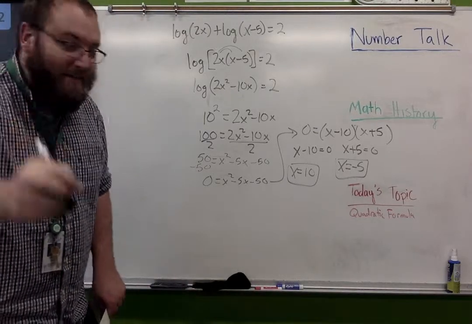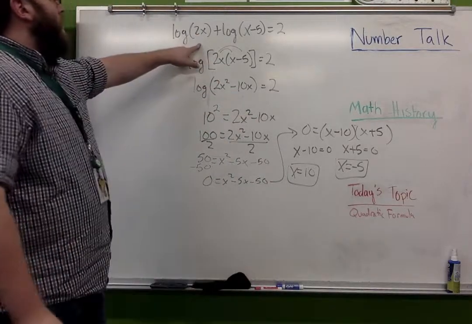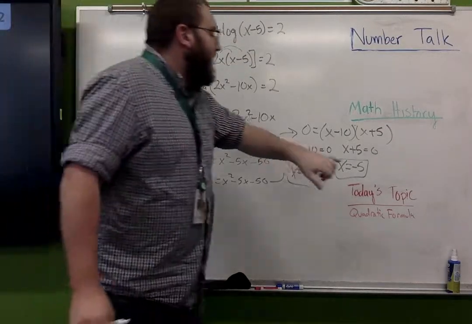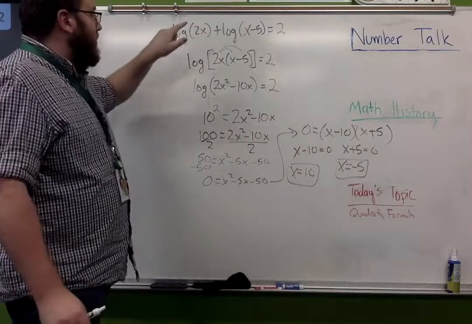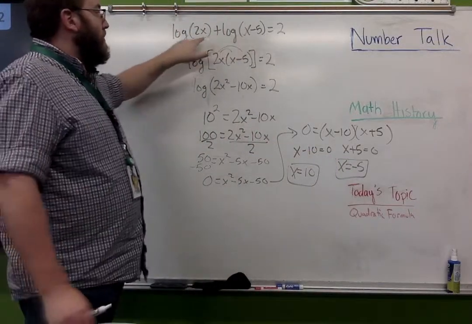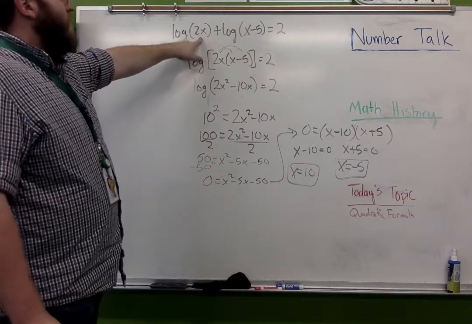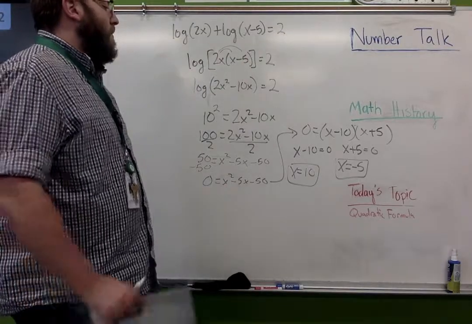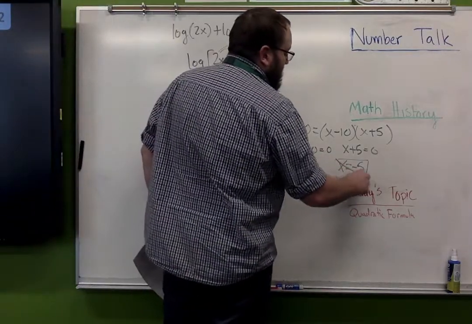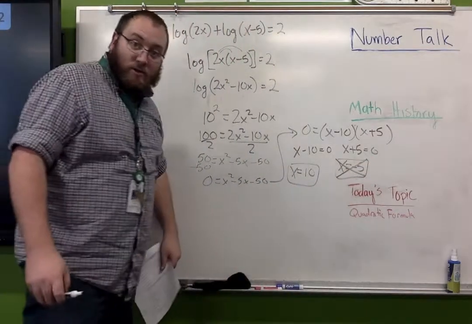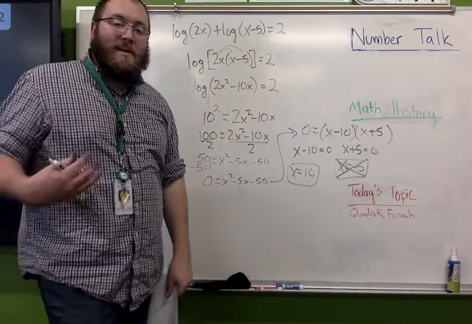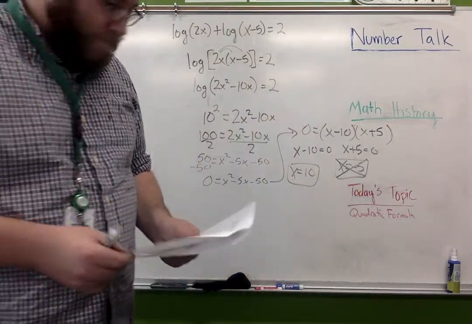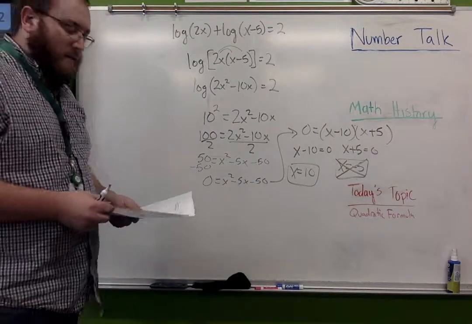We got 2 answers. Aha, but we've got to check, right? If I plug 10 into the original, do I get any zeros or negatives? Nope. If I plug in negative 5 into the original, do I get any negatives or zeros? Oh, yeah, right there. 2 times negative 5 is negative 10, and negative 5 minus negative 5 is negative 10. So this is an extraneous solution. Negative 5 is an extraneous solution. Remember that from last quarter. It's a solution we get that ends up not being true. Okay? So just x equals 10 is your answer.